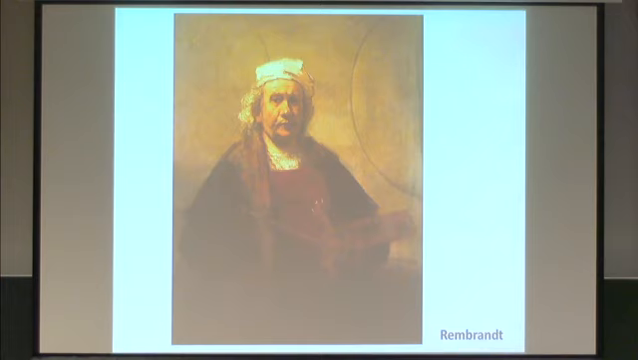This is a self-portrait by Rembrandt. Again, a single source of light from the right. You can see this is the light mass, and this is the shadow mass, and there's the reflected light over here.